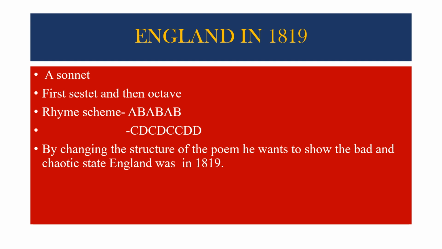Now this sonnet obviously does not follow the structure of the English sonnet. It's not exactly a Shakespearean sonnet, but it reminds us of a Petrarchan sonnet, because the octave and sestet scheme is upside down. In a Petrarchan sonnet, first is the octave, and then the sestet. Here it is the opposite. And it seems that by changing the structure of the poem, the poet wants to show the bad and chaotic state England was in in 1819.